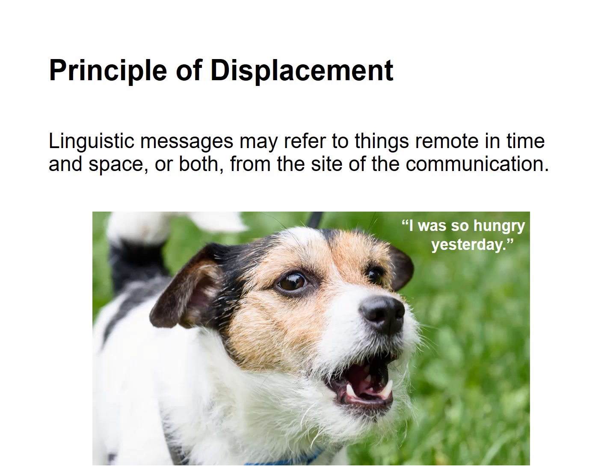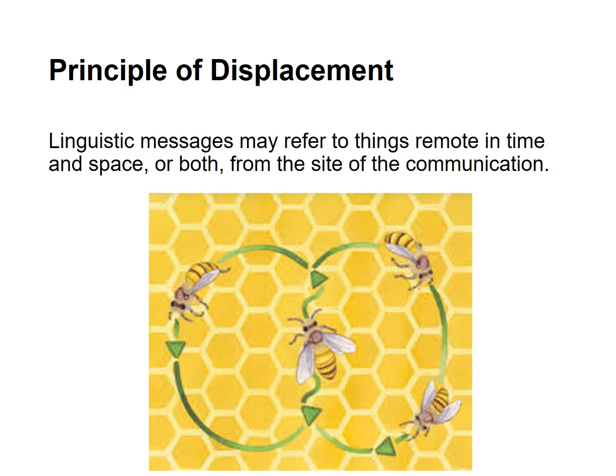The principle of displacement refers to the fact that linguistic messages may refer to things that are distant in time, space, and possibly both. So when your dog is barking now, he's not likely communicating about something that happened yesterday. But when humans communicate, we can refer to events from the past or talk about things that might happen in the future. It's quite likely that bees actually do meet this criteria of principle of displacement.